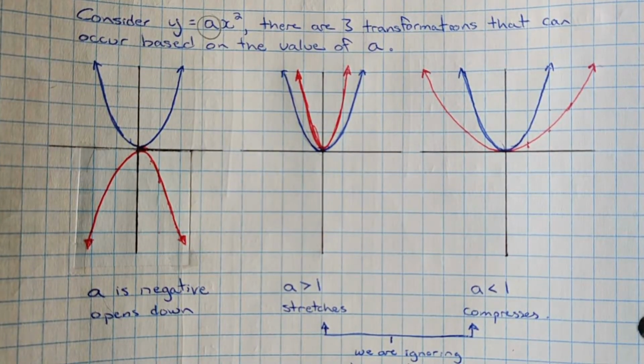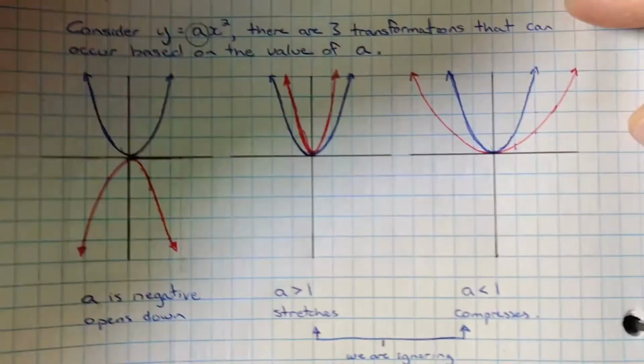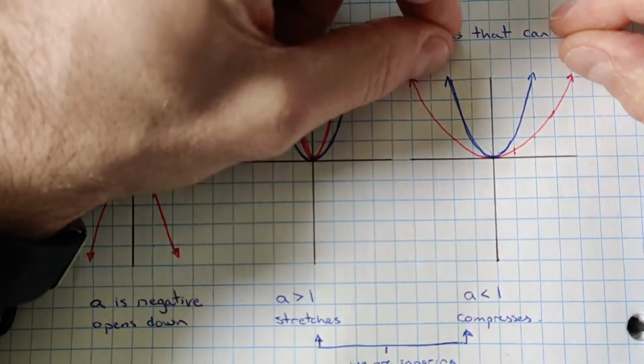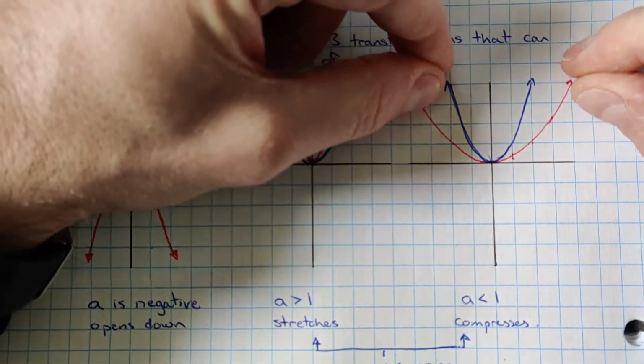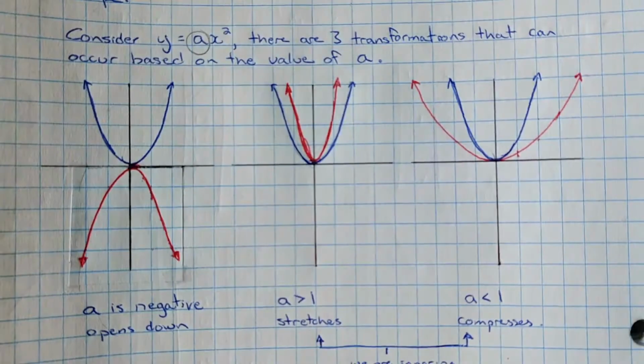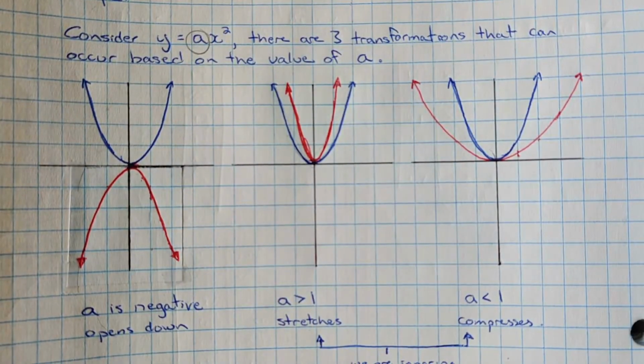The opposite of that is if we, again, just look at the number itself, don't worry about the negative sign, but if a is less than 1, so between 0 and 1, what's going to happen is that the graph is going to widen out, and so that means we're compressing it. So if we were to take that stretch and do the opposite and kind of push this down, the graph's going to end up getting wider to keep that parabolic shape.